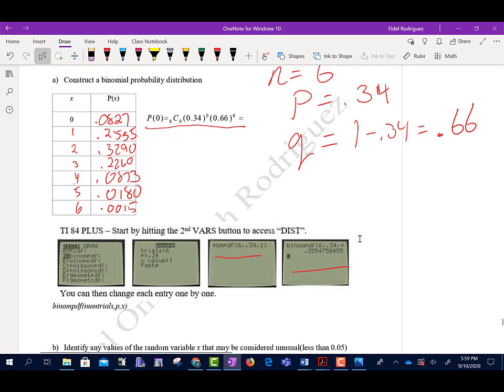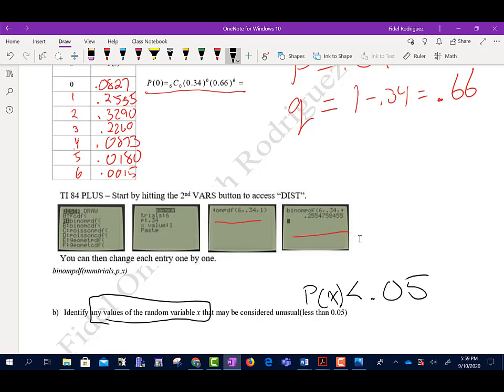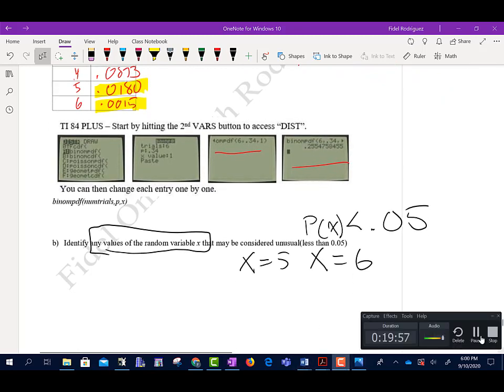All right. So we did our probability distribution. And now it says, identify any values of the random variable x that may be considered unusual. They're considered unusual when the probability of those values is less than 0.05. So I'm going to look for any probabilities that are smaller than 0.05. So this is smaller, and that's smaller than 0.05. Okay, so those two there. So when x is equal to 5 and when x is equal to 6, right?